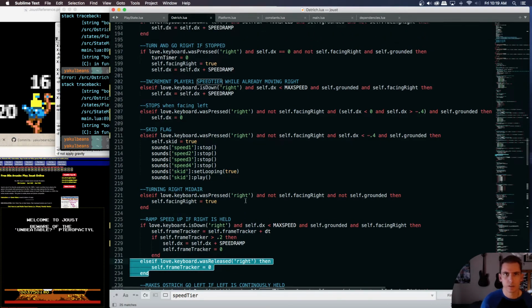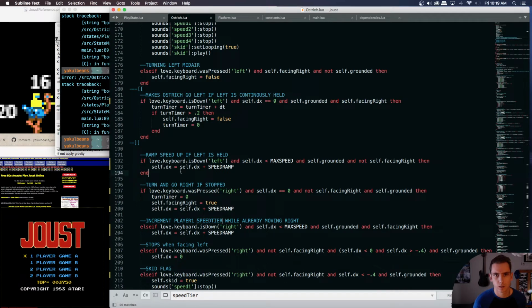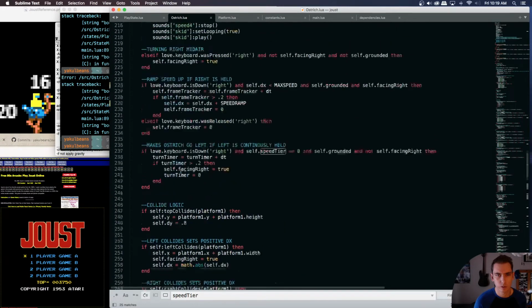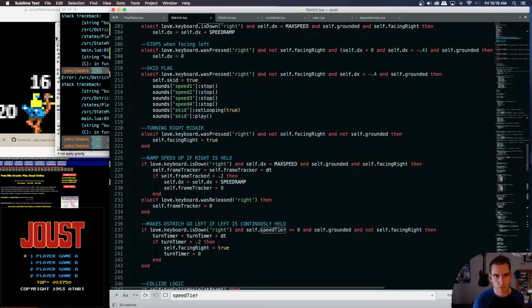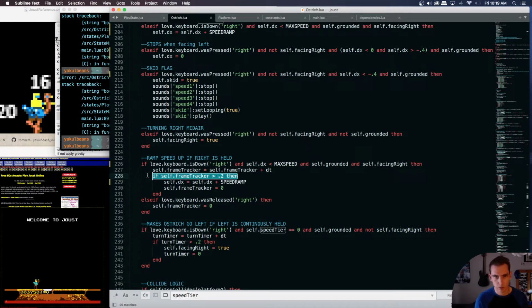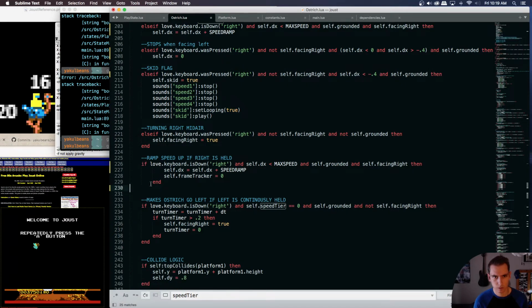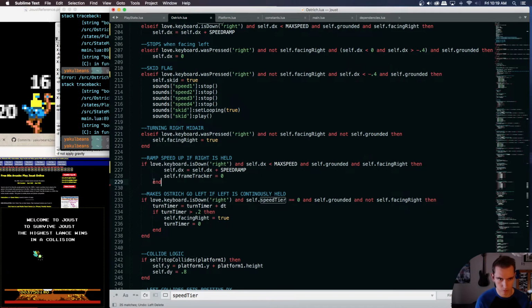Grab speed up if right is held, so I'm looking for the left. Grab speed up if left is held. So the frame tracker deal, oh well, yeah, frame tracker is gone now, I forgot. Because the frame tracker was only for the speedTier increment, so we don't need that. And we don't need this. Is that right? Yeah, we don't need to reset frame tracker because I don't even use it these days. Okay.